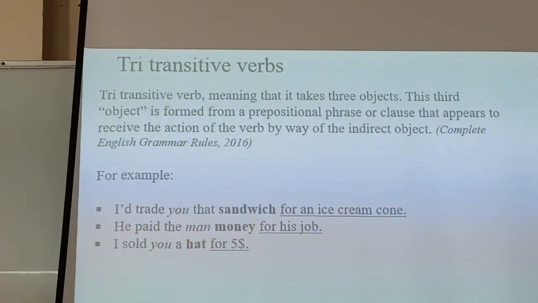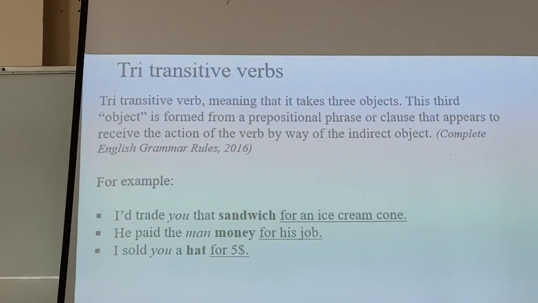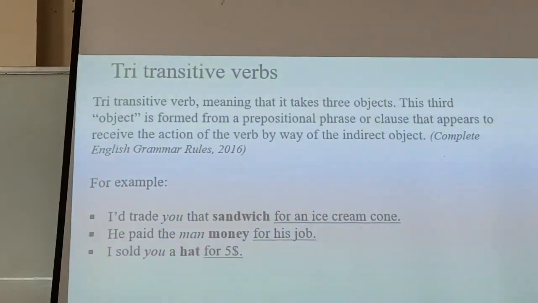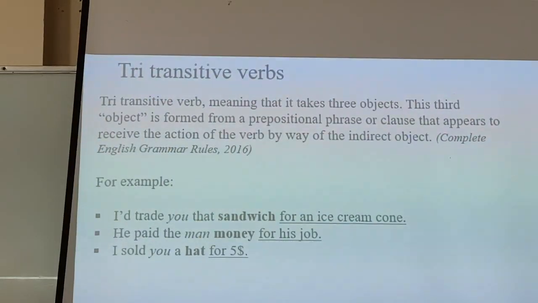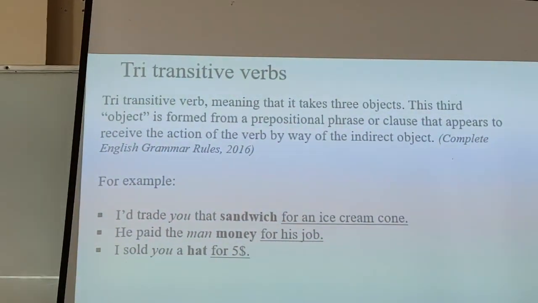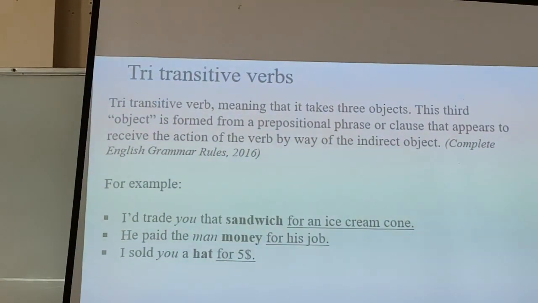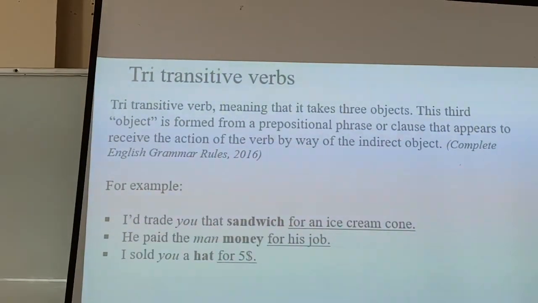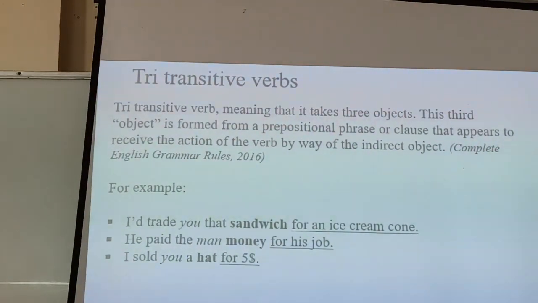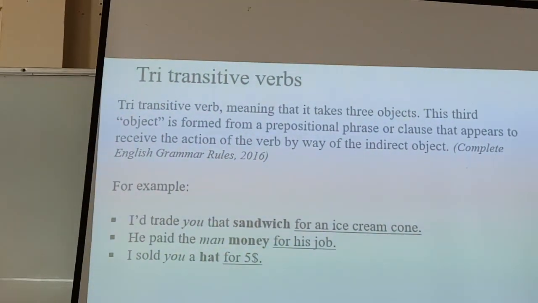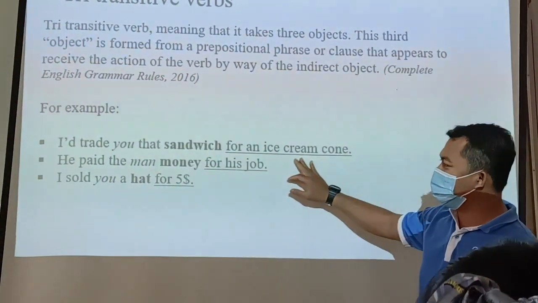Okay, the last one is the tritransitive verb. Basically, the tritransitive verb is the verb that takes three objects, but the third object is formed from a prepositional phrase that appears to receive the action of the verb by way of the direct object. Example: I trade you a sandwich for an ice cream cone. You know an ice cream cone? Like a cake that you put the ice cream inside. So I trade you a sandwich for an ice cream cone. So which one is the direct object, everyone?